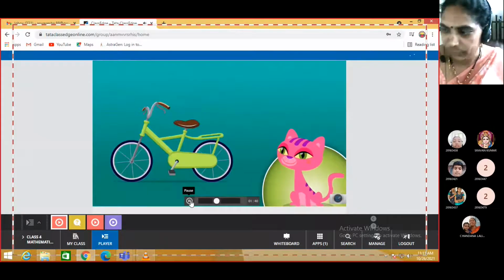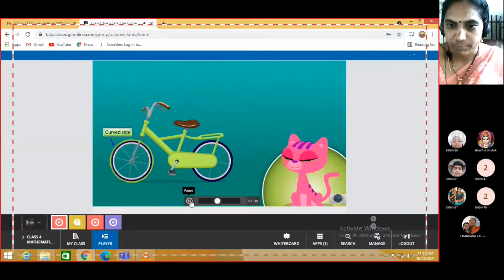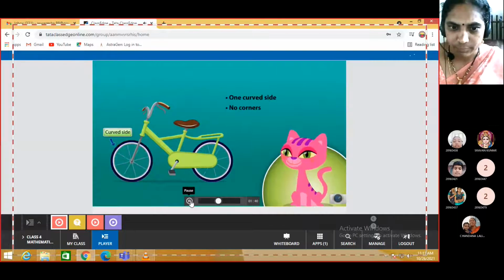Hey, look how I roll this wheel on the ground. Here's one curved side, but no corners are found.